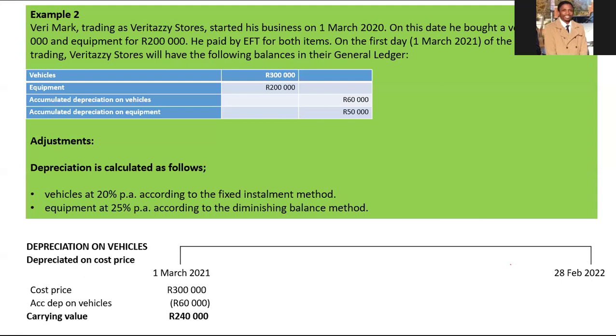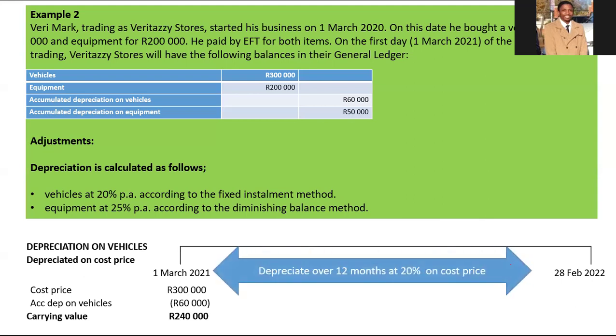Just because depreciation is on cost price, a lot of students don't calculate carrying value at the beginning of the year, and it has nothing to do with depreciation. You need to calculate it to ensure that current year depreciation does not exceed carrying value at the beginning of the year. All these assets, specifically this vehicle, was used for 12 months. So when we depreciate it, will I take 300,000 or will I take 240,000? I will take 300,000. Why?